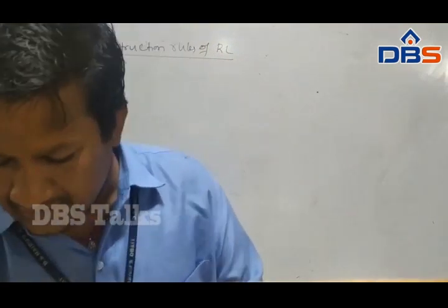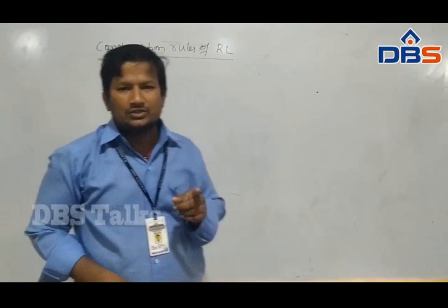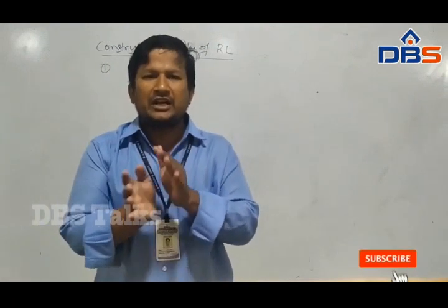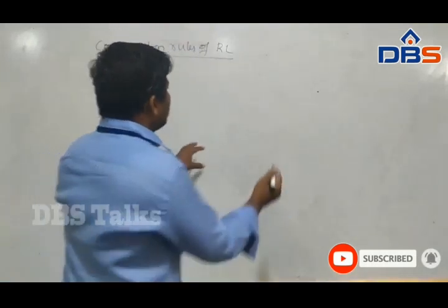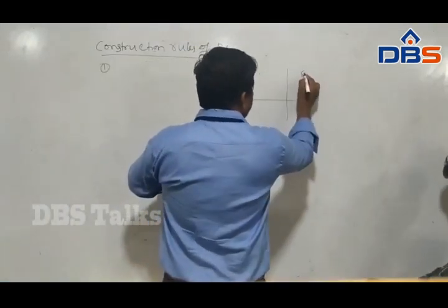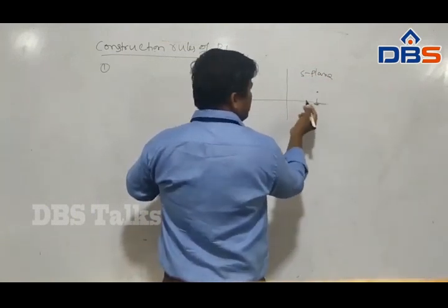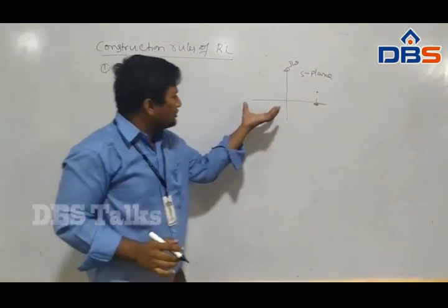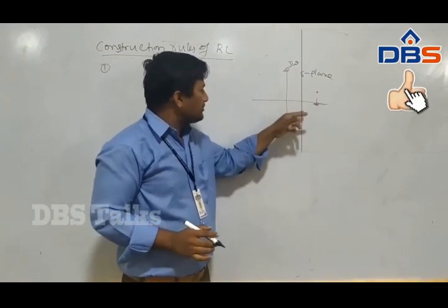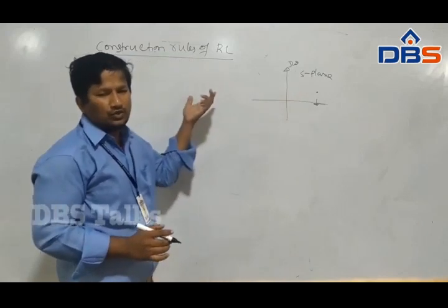How can you draw the graphical representation of the root locus diagram? It is based on these rules. The first rule is that the root locus diagram is symmetric about the real axis. The s plane is drawn between sigma, the real axis, and the j omega axis. Now when we draw the root locus diagram, it is totally symmetrical about the real axis. That is the first rule of the root locus diagram.